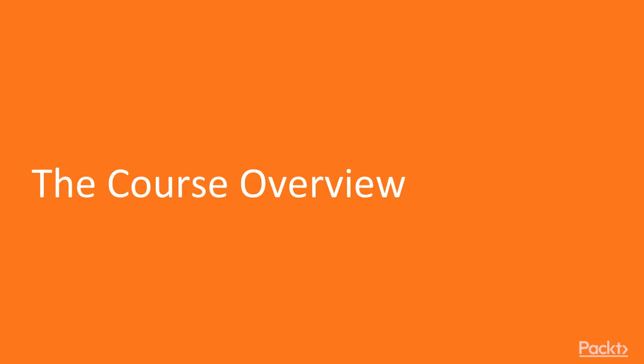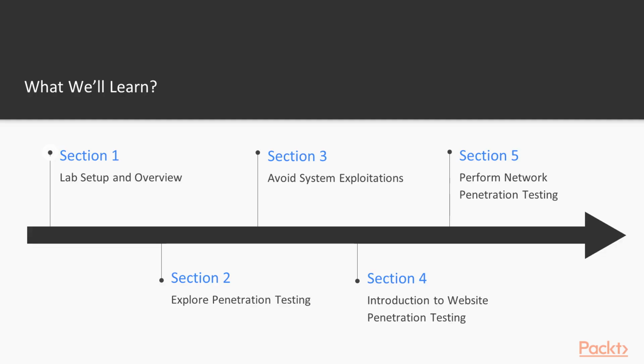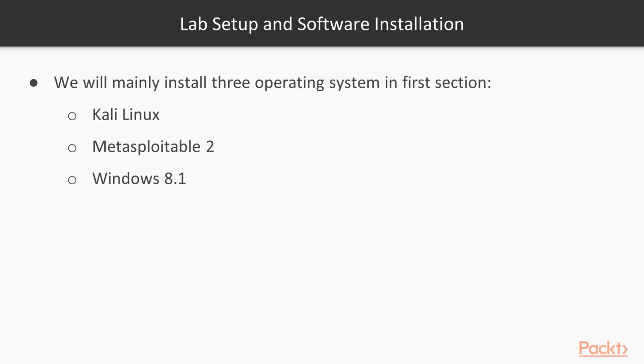This course is divided into 5 parts. First part is about the lab setup and the software installation. In this section, we will basically set up a penetration testing lab from very scratch. This penetration testing lab will have 3 different operating systems in it. One will be our hacking operating system called Kali Linux. The other two will be our practice OS called Metasploitable 2 and Windows 8.1.